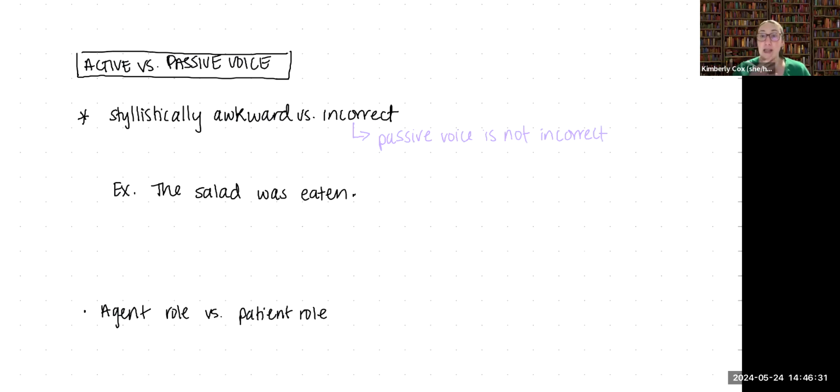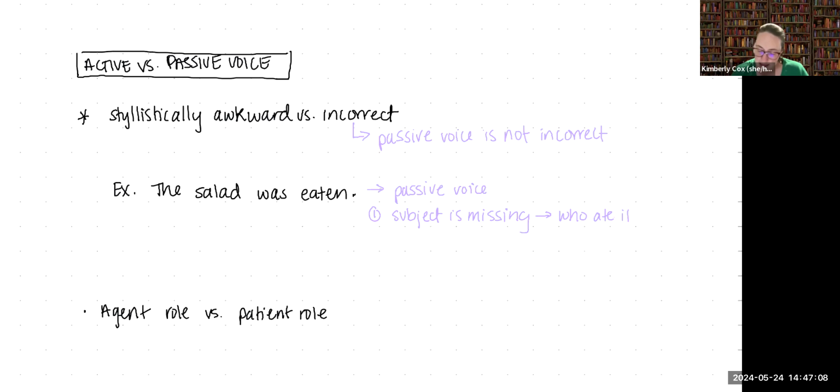So the example you see here, "the salad was eaten," is a passive construction. Okay. So this is passive voice. And we know it's passive voice for several reasons. The first reason is that the subject is missing. Okay. The salad was eaten. We don't know who ate it. And so that is the subject that is missing, right?